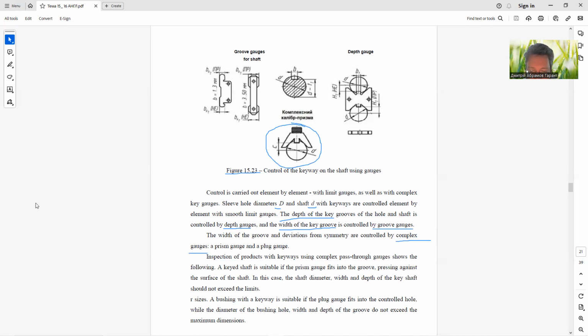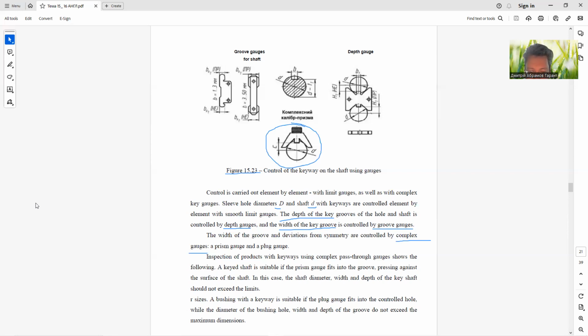Inspection of products with keyways using complex pass-through gauges shows the following. A keyed shaft is suitable if the prism gauge fits into the groove, pressing against the surface of the shaft. In this case, the shaft diameter, width and depth of the keyway should not exceed the limits.